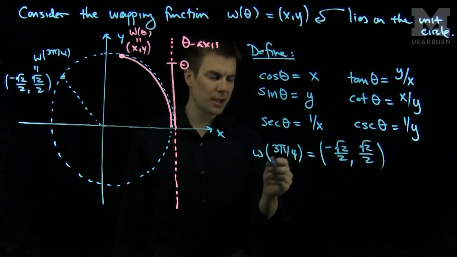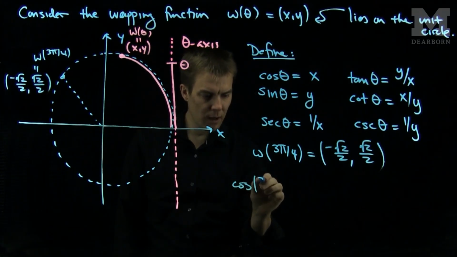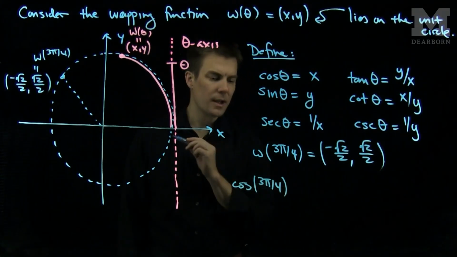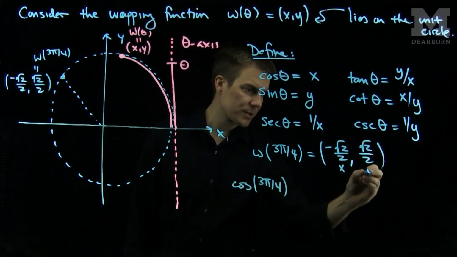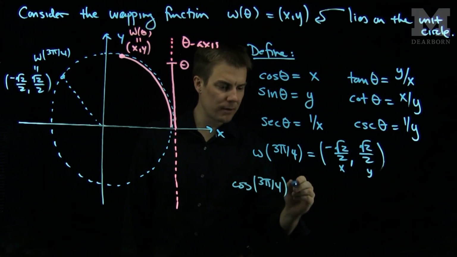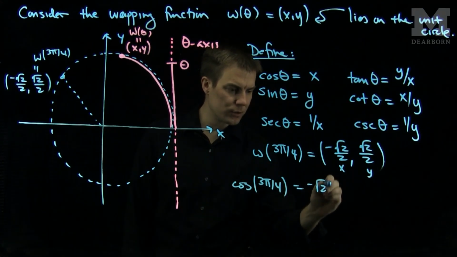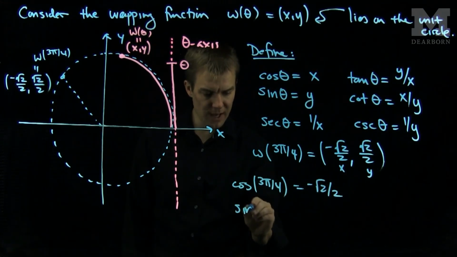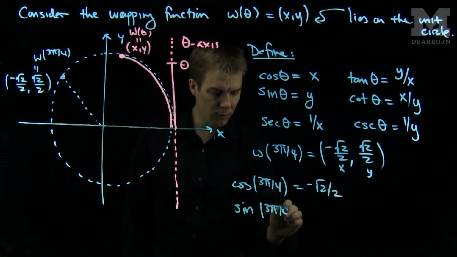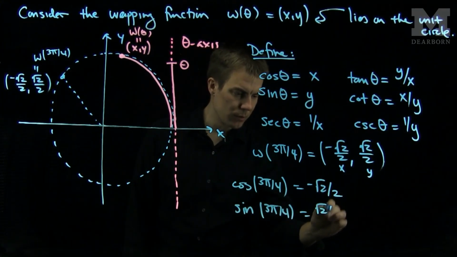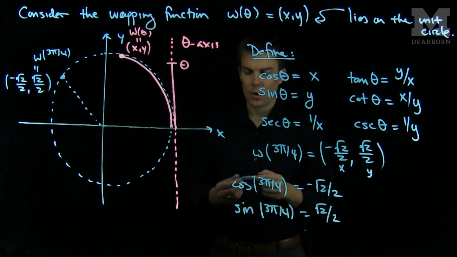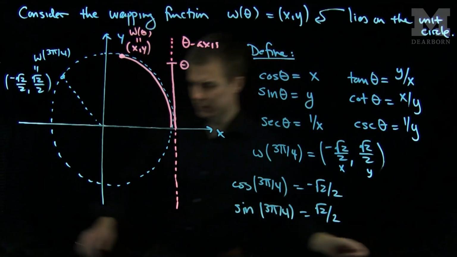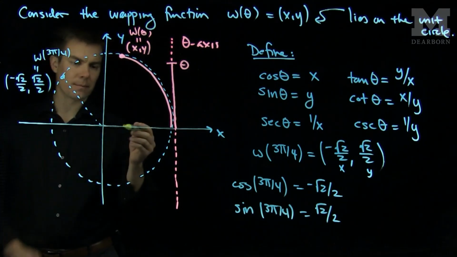That will tell me in particular that the cosine of 3 pi over 4 is going to be the x component of the wrapping function. This is my x, this is my y. So the cosine of 3 pi over 4 will be negative root 2 over 2, whereas the sine of 3 pi over 4 will be the square root of 2 over 2, since the sine is the y and the cosine is the x.